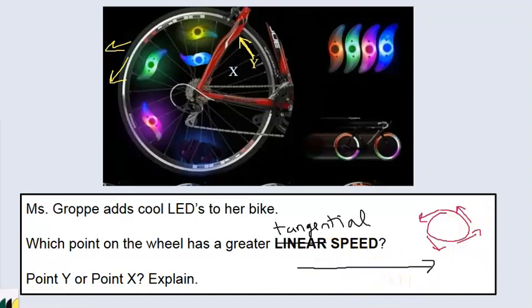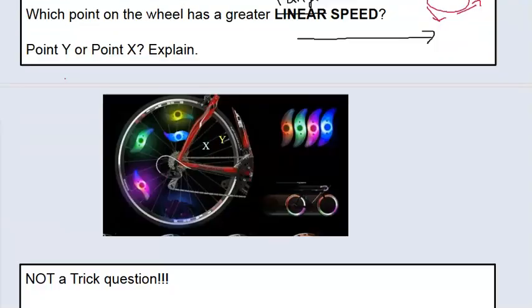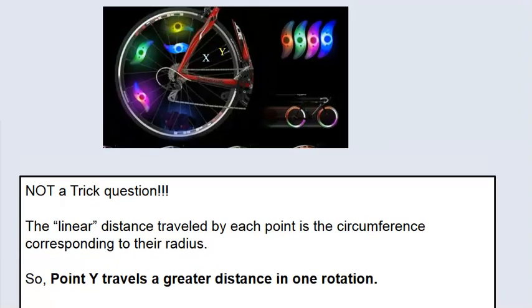Okay, so if a little piece of mud here flew off tangent and a little piece of mud here flew off tangent, which piece of mud is going faster? Okay, this one is not a trick question. The linear speed, even though it's not in a line, but if you tracked that yellow LED and laid it out on a line like a piece of string, the yellow LED has to travel a greater circumference than the blue LED does.